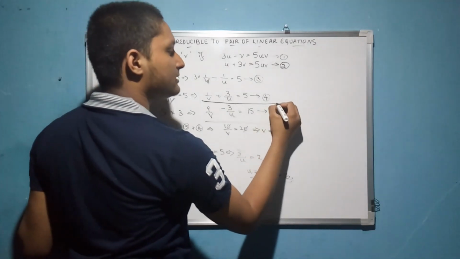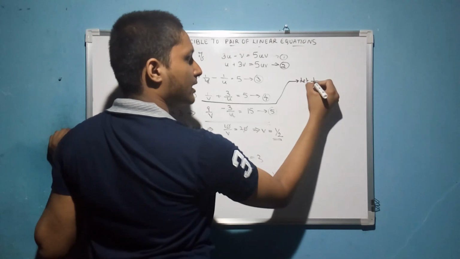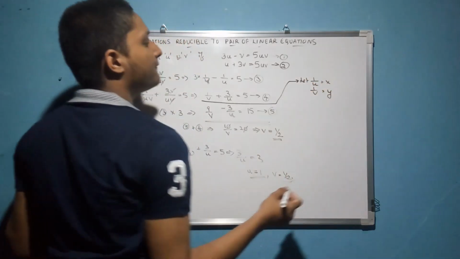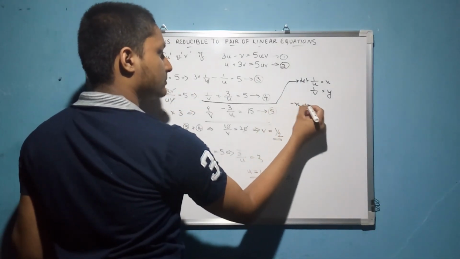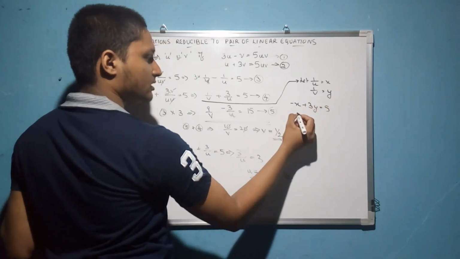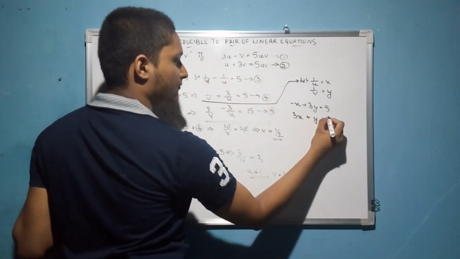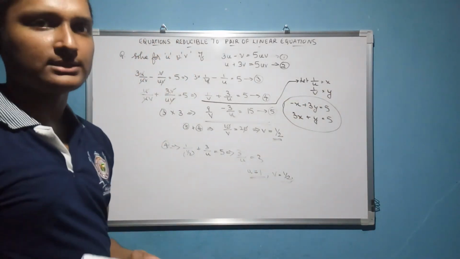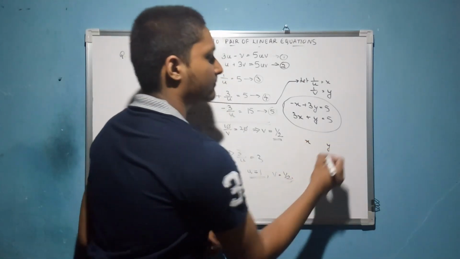After this, in the textbook it is given, we'll take let 1 by u is equal to x and 1 by v is equal to y. From that we are going to get two equations, that is minus x plus 3y is equal to 5 and 3x plus y is equal to 5. These two equations you are going to get. You can solve in any way you want. So at last you are going to get the value of x and y.